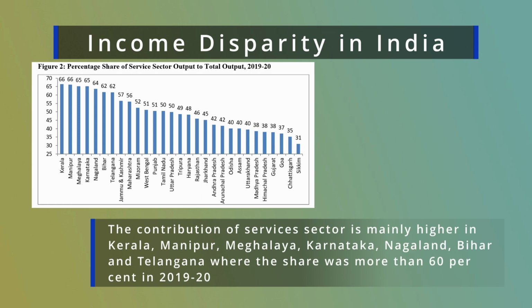The contribution of the service sector is also relatively less in case of Chhattisgarh, Goa, Gujarat and Himachal Pradesh. Whereas the contribution of the service sector output to total output is relatively high along with Kerala and Manipur. Other states are Meghalaya, Karnataka, Nagaland. That is, these figures, this empirical evidence, help us to understand the extent of tertiarization across states of India, that is, the extent of variation of development in terms of tertiarization.